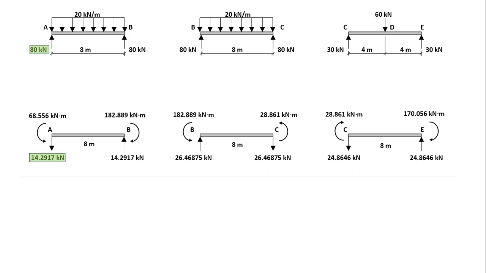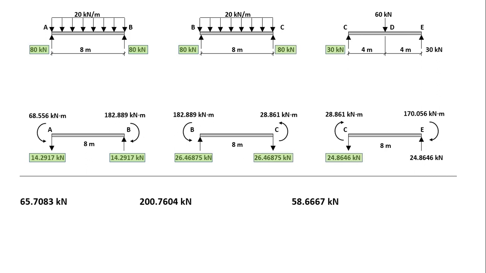Take note of the direction of the arrowhead. We get 65.7083 kilonewtons for reaction at A. For B, i-add natin lahat to, taking consideration the arrowheads. We have 200.7604. For C, 58.6667, and for D, obviously that is 54.8646 kilonewtons. So, greatly naapektuhan dito yung reaction sa C dahil nga nandun yung settlement.